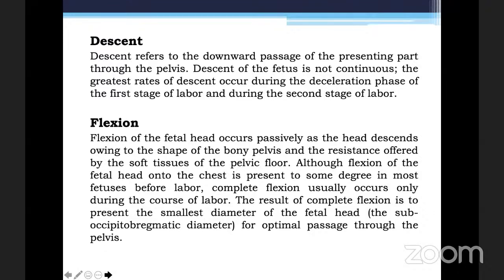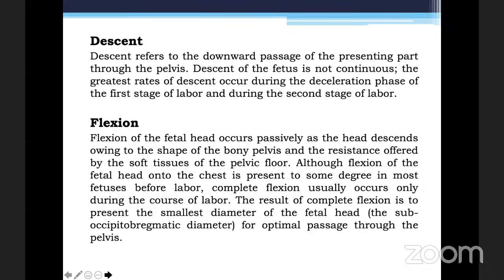Descent refers to the downward passage of the presenting part through the pelvis. Descent of the fetus is not continuous. The greatest rates of descent occur during the deceleration phase of the first stage of labor and during the second stage of labor. Then, flexion.